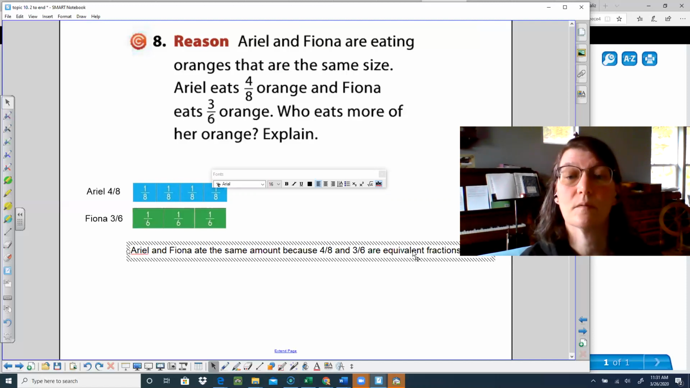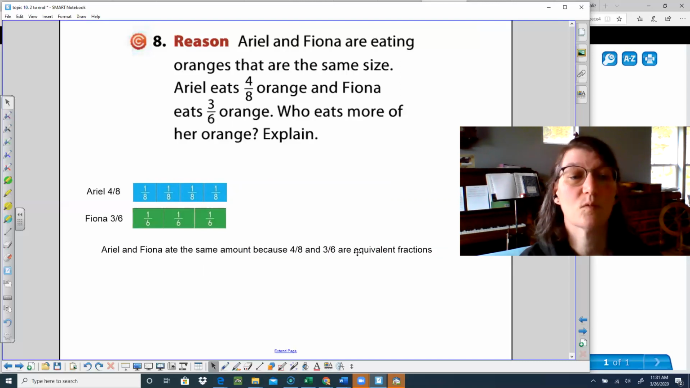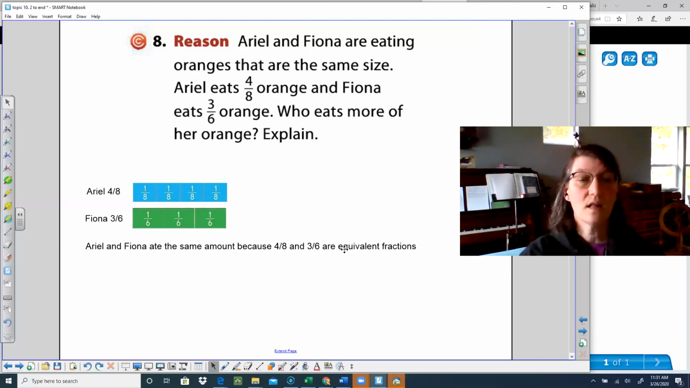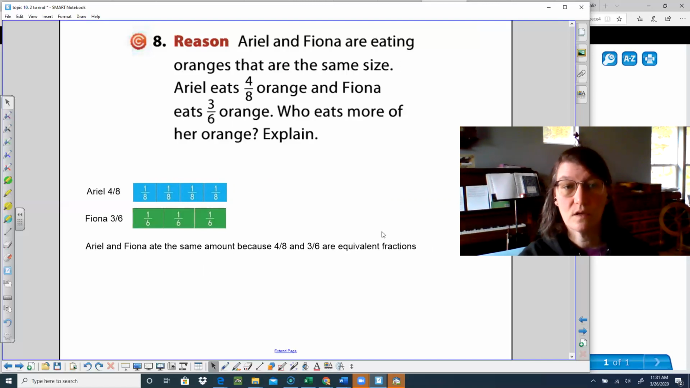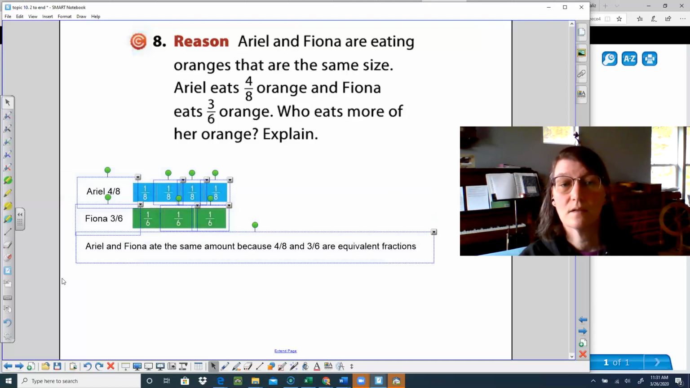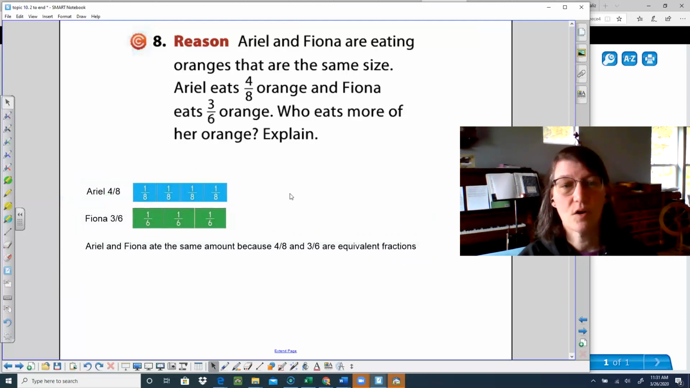Okay, it's still under my head. Okay, let's move you. Ariel and Fiona ate the same amount because 4/8 and 3/6 are equivalent fractions. So, ladies and gentlemen, on this one, I would like you to take the time. See all that? Please try to put that in your spiral. It might take you a little bit, and your drawing might not be perfect, but it really helps you understand the concept of fractions if you draw them. So if you need to pause the video to do that, please do so.